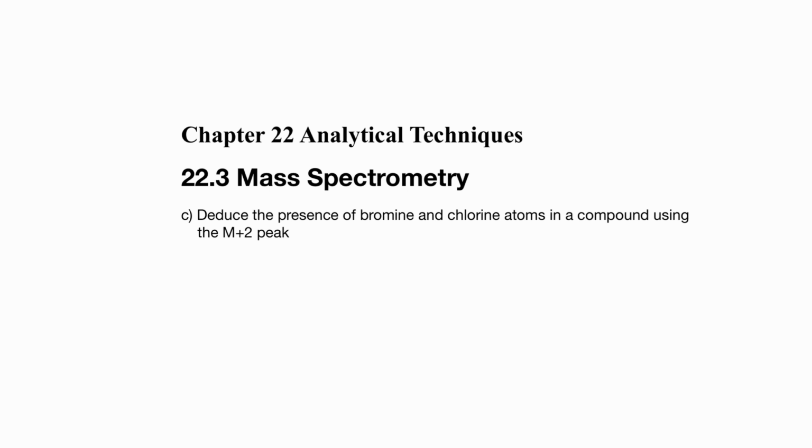Today we will go into Chapter 22, Analytical Techniques. So we will move into 22.3 for mass spectrometry. We have to deduce the presence of bromine and chlorine atoms in a compound using the M+2 peak.